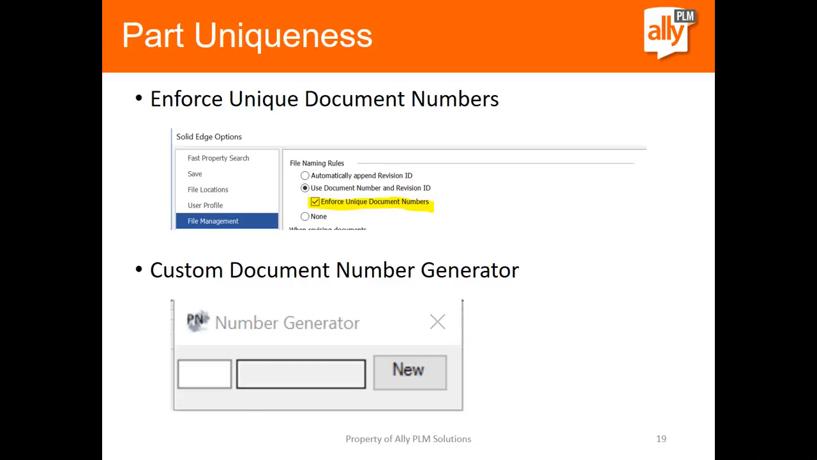So now that our files have been prepped and ready for fast search, next let's look at how we can ensure our files are unique moving forward. This can be accomplished with the built-in data management by enforcing unique document numbers and using the custom number generator utility. The Enforce Unique Document Number setting is found under the File Management tab of the Solid Edge options and needs to be set on each user's machine.